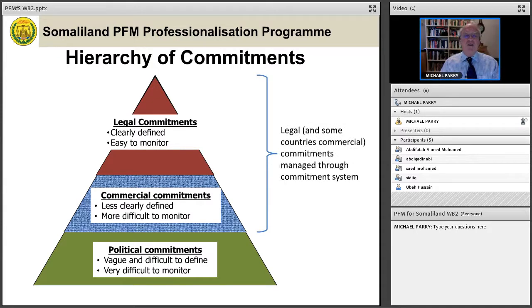For that reason, generally speaking, you will not try to monitor political commitments, at least not formally through any formal system. You may keep a note of them, but you won't try and monitor them formally through the financial management system. Most countries, almost all countries, will monitor legal commitments. Many countries will also monitor commercial commitments through the financial management system. I don't know what the practice is in Somaliland, but you wouldn't normally monitor political commitments.